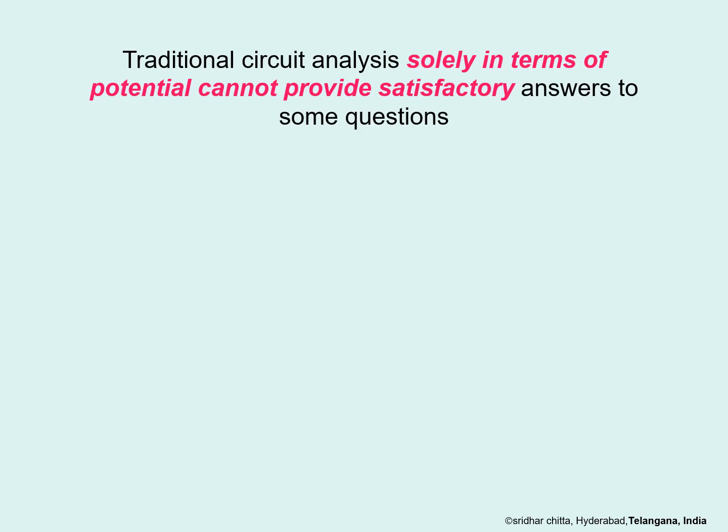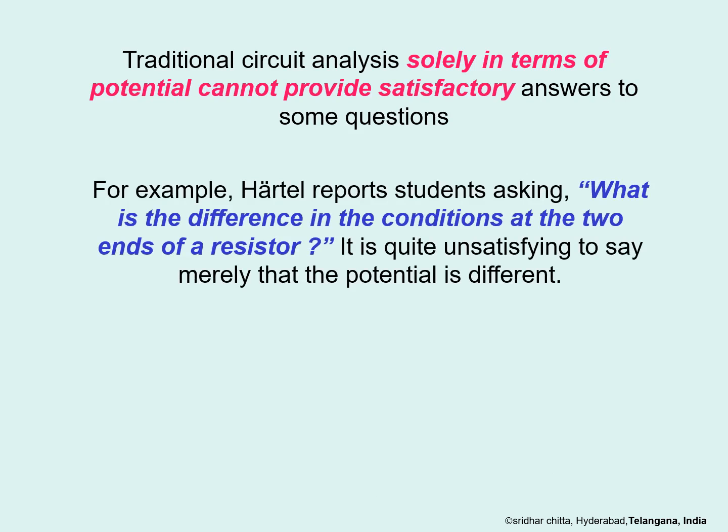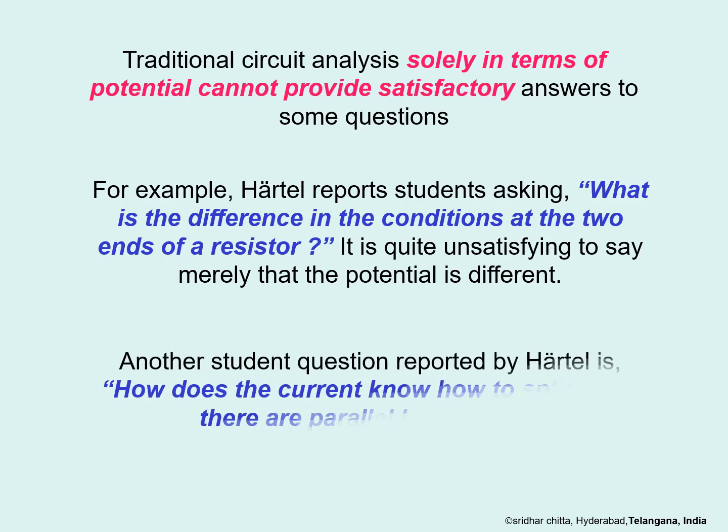Traditional circuit analysis solely in terms of potential cannot provide satisfactory answers to some questions. For example, Härtel reports a student asking, what is the difference in the conditions at the two ends of a resistor? It is quite unsatisfying to say merely that the potential is different. Another student question reported by Härtel is, how does the current know how to split when there are parallel branches?